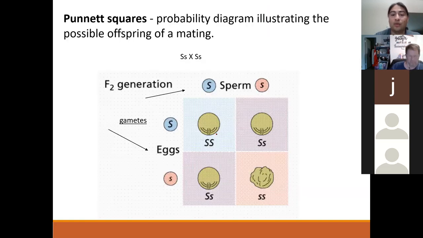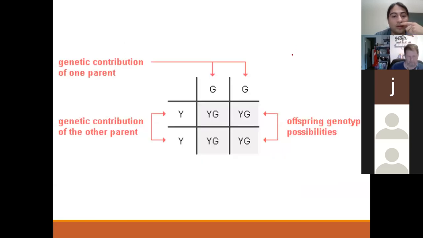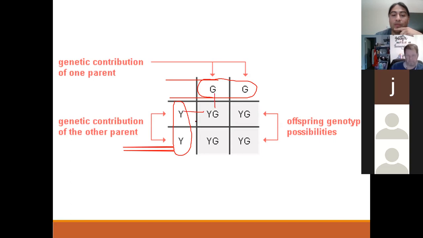So how are they going to work? When we are doing the Punnett squares, we put at the top the genetic contribution of one parent. And then on the other side, the vertical one, we put the genetic contribution of the other parent. Then we make a series of combinations between these two, this one with this one, and then this one with this one, and in the next one, this one with this one. We're going to work on these exercises to understand better how we do it.